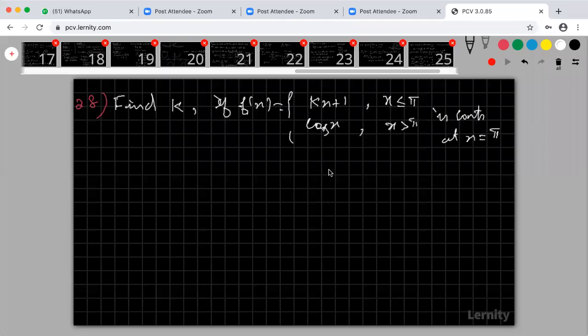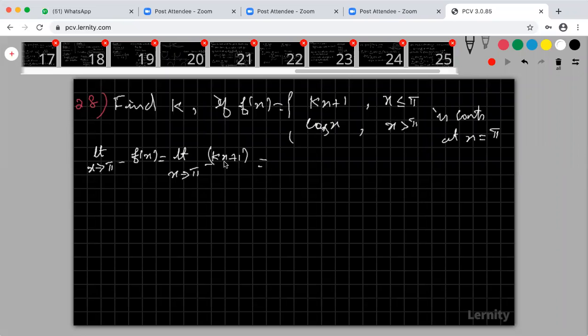Are you okay? Look at the question. Find k if my f of x is equal to kx plus 1 when x less than or equal to pi, cos x when x greater than pi, is continuous at x is equal to pi. Continuous means what is the definition? Left hand limit, right hand limit, and value of the function also. But it is given continuous, so you can take it as left hand limit and right hand limit both are equal. What is my left hand limit at x tends to pi? Limit x tends to pi minus, my f of x, kx plus 1.